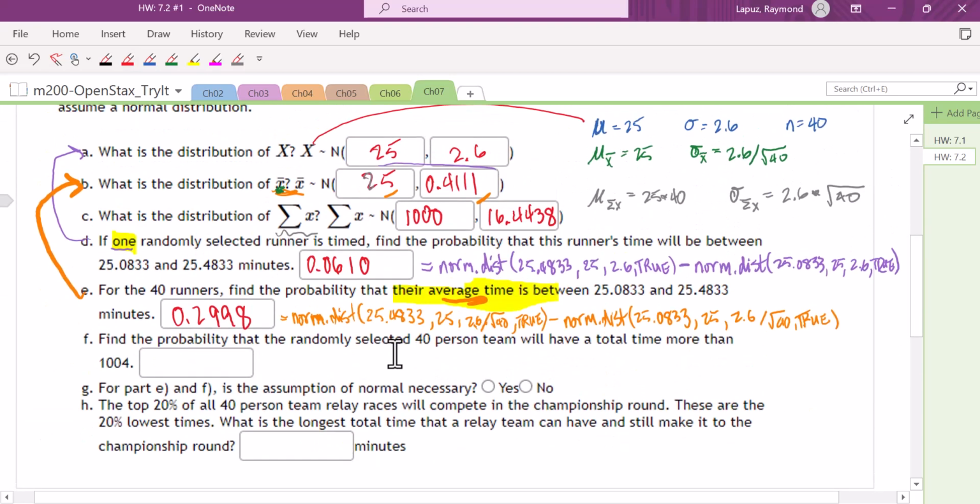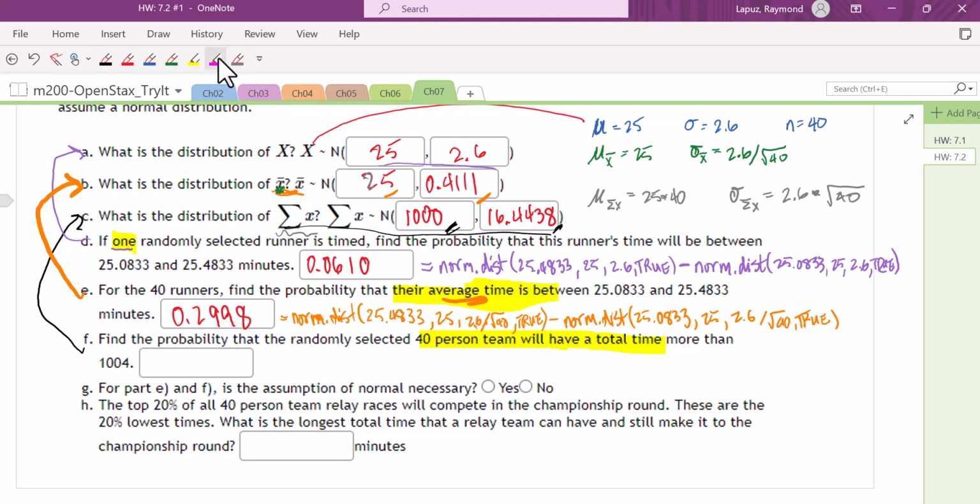All right, we are in F. We're finding the probability that a randomly selected 40-person team will have a total time more than this. So a couple of things to highlight here. First of all, the fact that we are looking at a 40-person team will have a total time means that we will actually want to use the sum distribution. So this is the sum distribution right here. So this has yet a different mean and a different standard deviation.